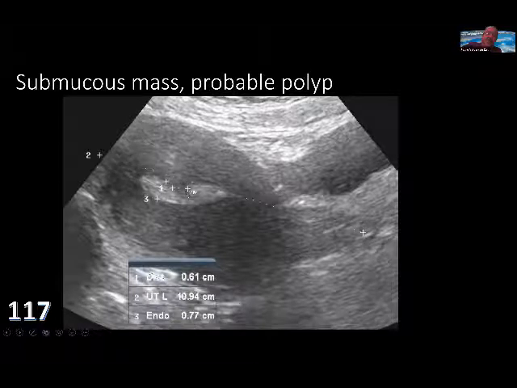This is either a polyp or a submucous fibroid. See how the endometrial image is interrupted here. It's really small, 7 millimeters. Again, move slow and you will find things that others don't find.